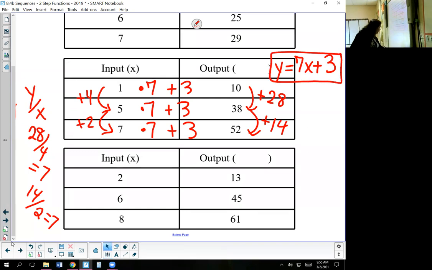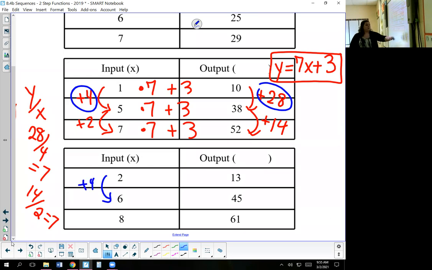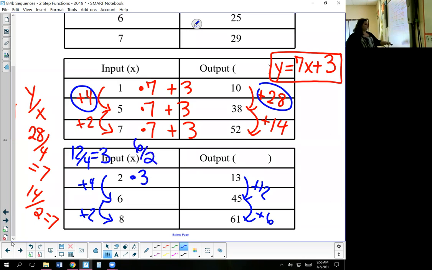So if this is not a 1, you have to take these and divide it. So same thing here. This is add 4, and this is add 12. And if this is add 2, then this is add 6. Again, if I take 12 and divide it by 4, I get 3. So right now it's times 3. But if I also take 6 and divide it by 2 at the bottom here, I still get 3. So it should be times 3.